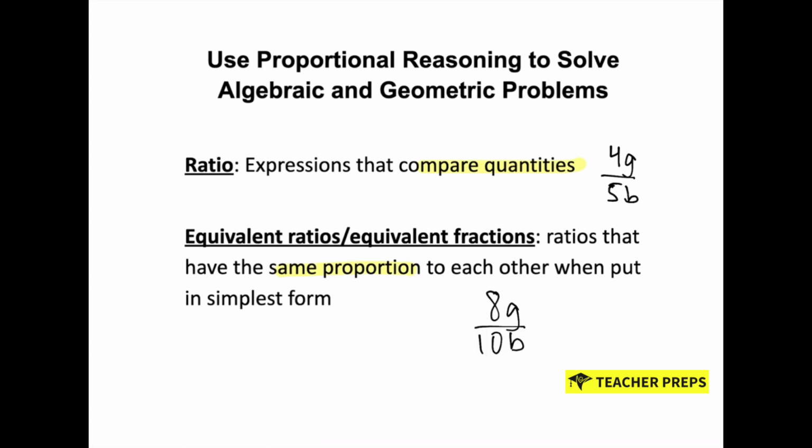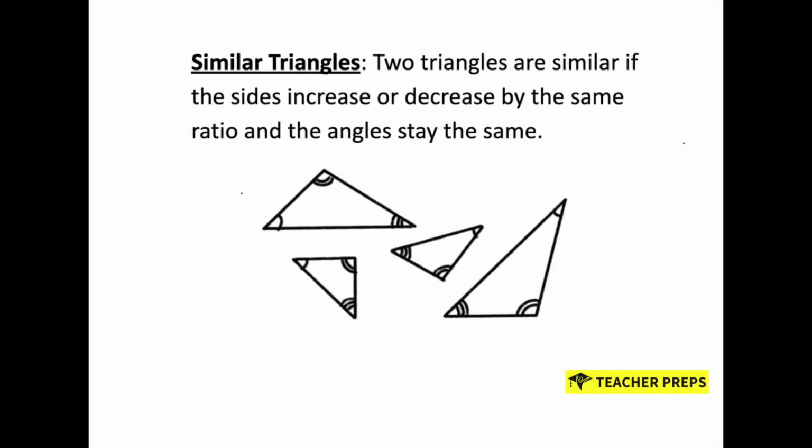An example would be 8 girls for every 10 boys. These two are equivalent ratios because they're equal when in simplest form. Now let's take what we learned about ratios and equivalent fractions and talk about similar triangles. Two triangles are similar if the sides increase or decrease by the same ratio and the angles stay the same. Sides that match are called corresponding sides.